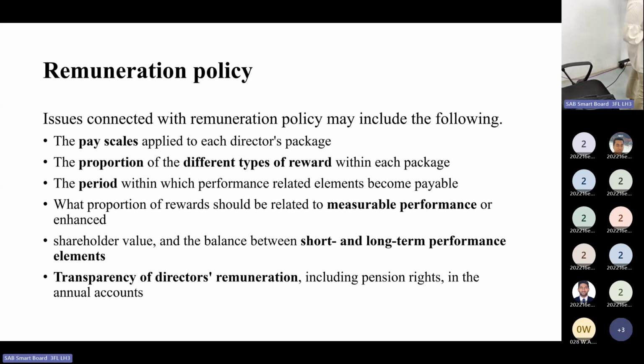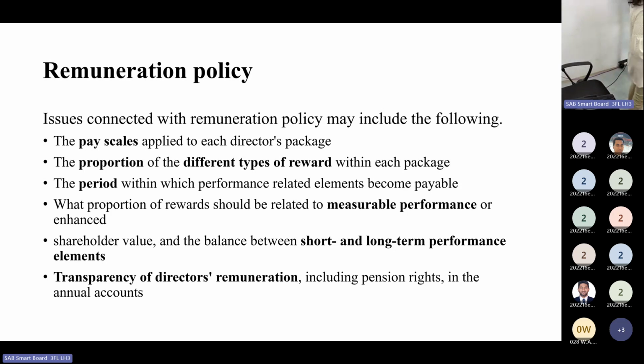Then transparency of directors' remuneration, including pension rights in the annual accounts. Whether they have pensions being given, certain categories only, only some companies. Then not all the NEDs are getting remuneration, but if you are giving pension for them, that needs to be disclosed. Prominent starting partners or starting members, director board pension.